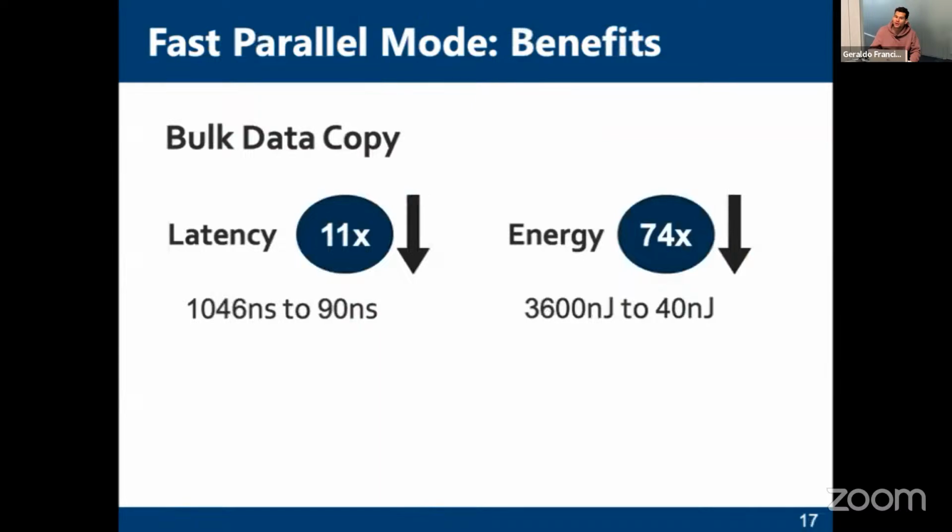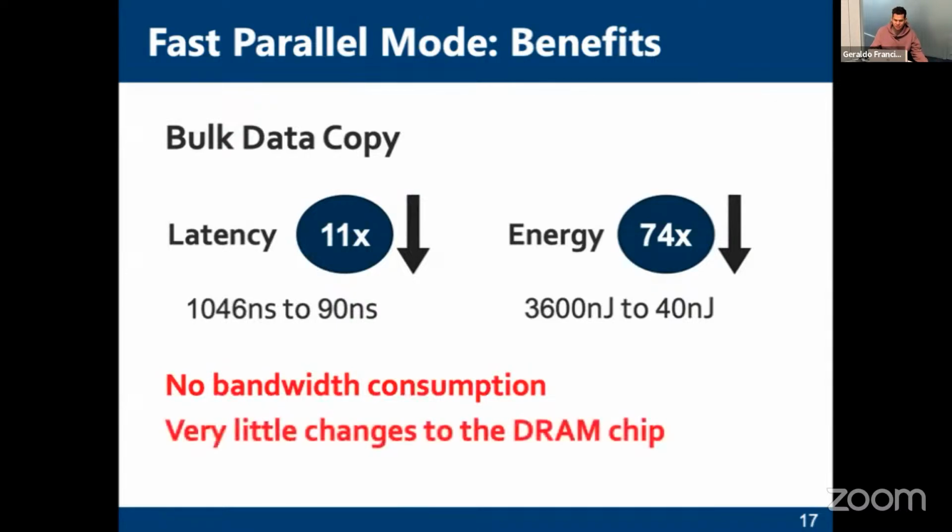By doing so, we can do bulk data copy with reduced latency. Latency is reduced by 11 times compared to the DMA-based transfer that I mentioned, and energy consumption is reduced by 74 times because we're not moving data outside the DRAM chip. We also save bandwidth because we're not moving data outside the DRAM chip, and it requires very little change to the DRAM chip itself.